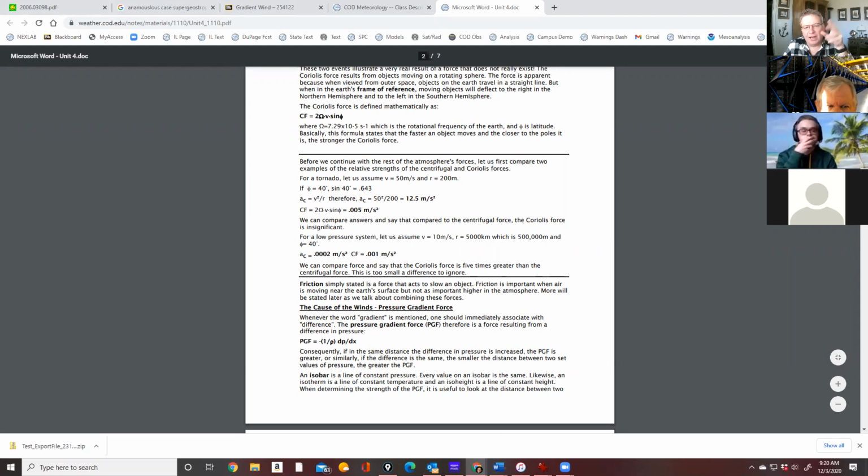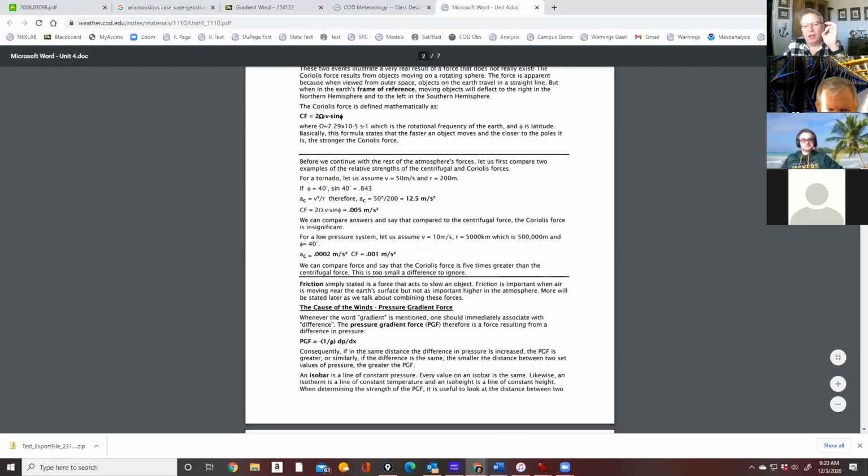Latitude 40, sine of 40 is 0.643, right? And then the centrifugal force is V squared over R. Therefore, the centrifugal force, if you look, is 12.5 meters per second squared. The Coriolis force is what? 4 orders of magnitude smaller than this? So we have this huge force. Is there anything that can balance that force? And the answer is yes, the pressure gradient force can.